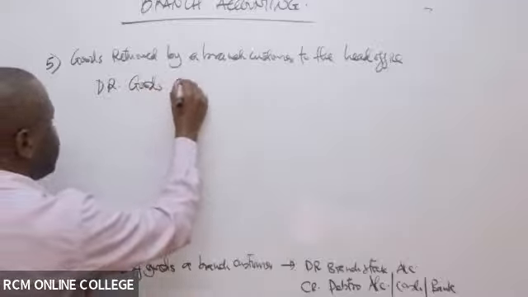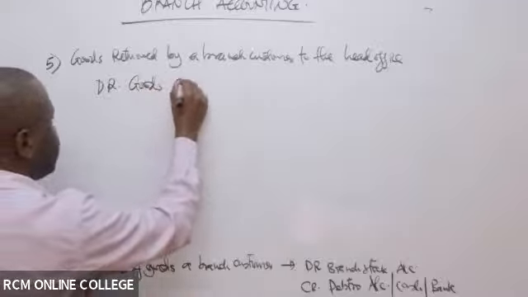So you debit the branch markup account, the profit element. In this case, you'll basically be dealing with the profit element in these goods that have actually been returned. Then you'll credit now, in this case, the branch debtors account. You credit the branch debtors account.